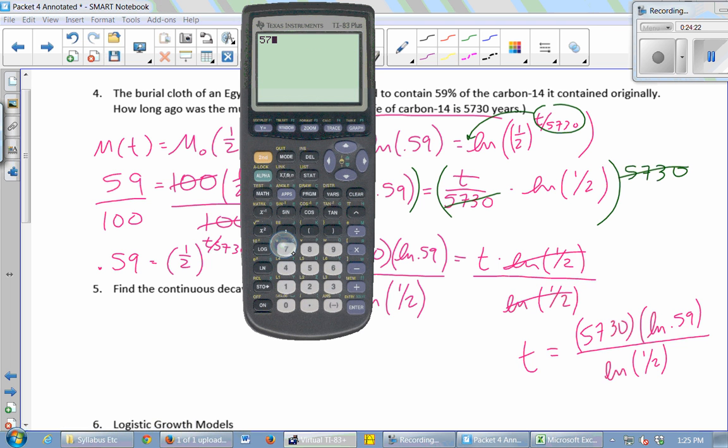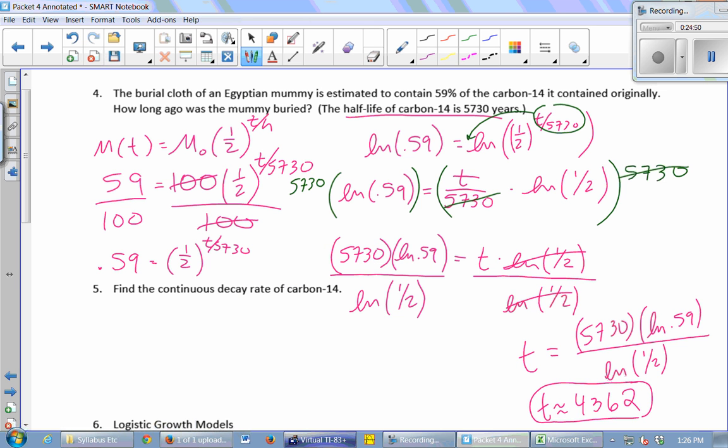All right, so 5,730 times the ln of 0.59, and then take the result and divide by the ln of 0.5. And we have 4,361. We'll just round to the nearest whole year. 4,362 years. Is that an answer that kind of makes sense for how old something from ancient Egypt might be? Yeah. Sure. Good. Any questions on that?